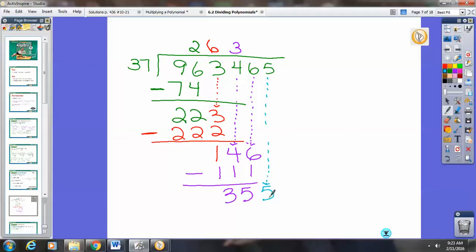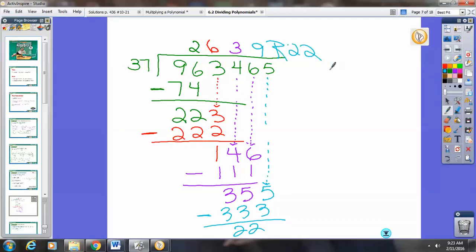Does 37 go into 355? Yes. 9 times. So 9 times 37, 333. And subtract. So 355 minus 333 is 22. Do you remember what you guys used to do with that 22? Remainder. We would say R22, right?